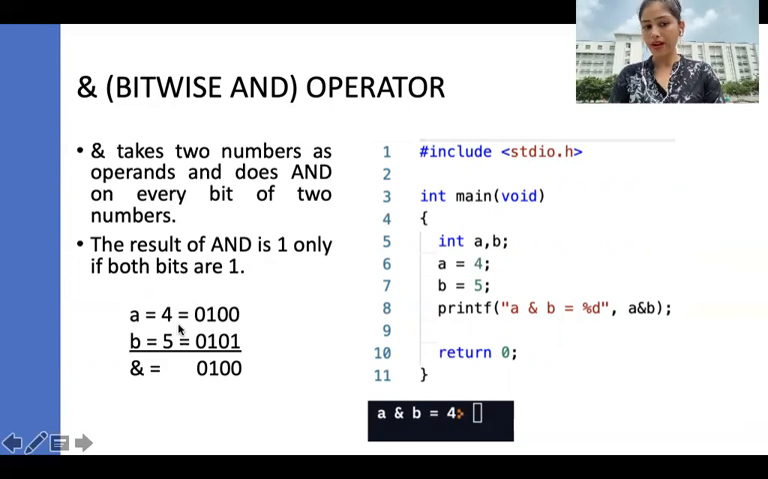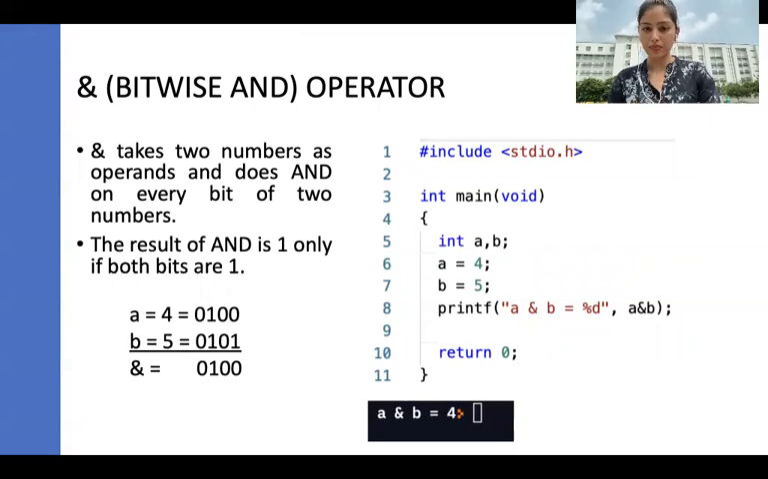For example, in this case we take 2 numbers A and B, where the value of A is 4 and the value of B is 5. If you convert these decimal numbers 4 and 5 into binary, you get 0100 for 4 and 0101 for 5.